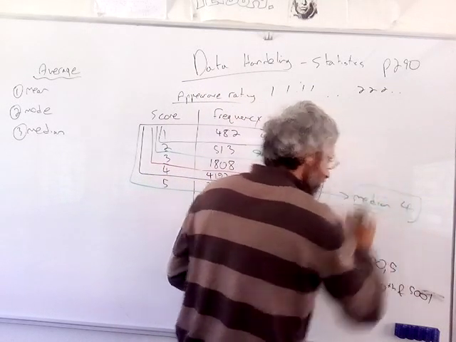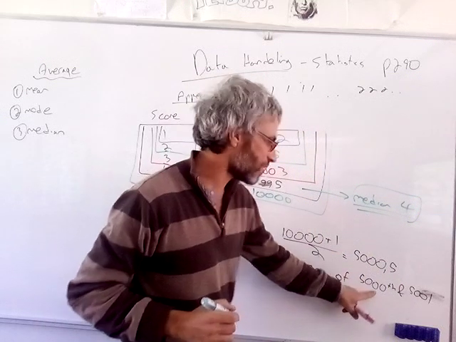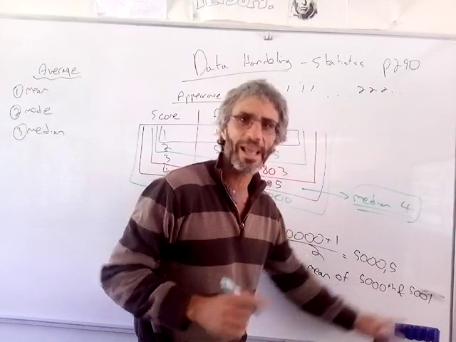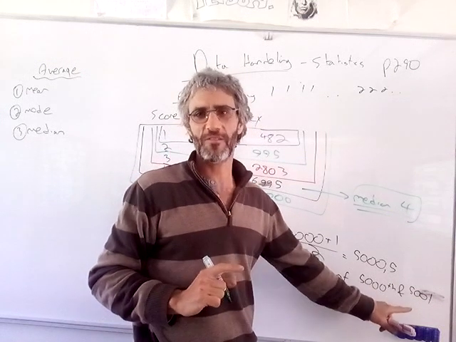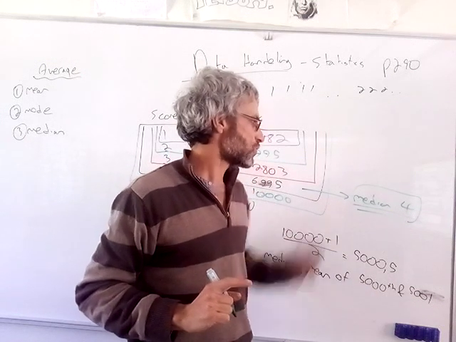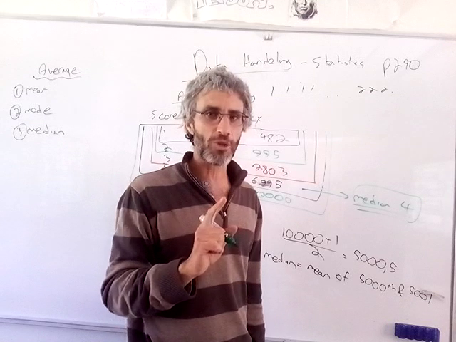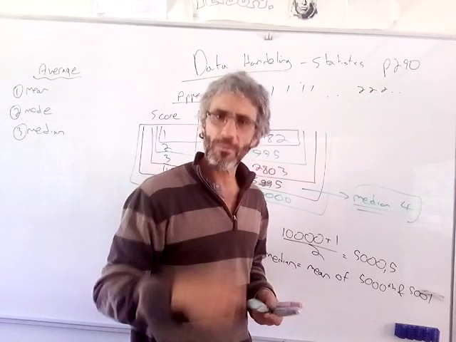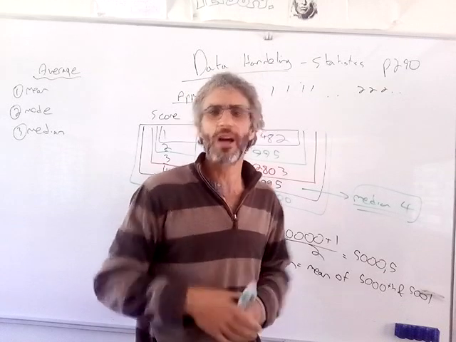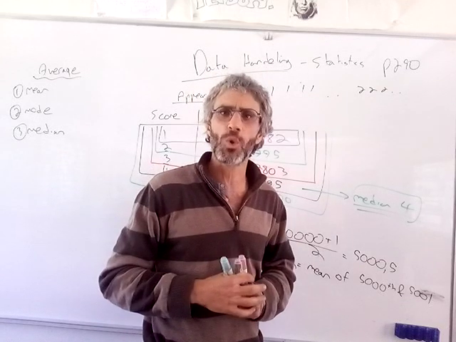The median is not 5,000. It's not 5,001. It's the score that the 5,000 and 5,001 gave. Okay? So the median is 4. I know it's a little bit tricky. Okay? If you're not happy or if you're not sure about that, please let me know on the WhatsApp and I can send another, I'll probably just do another example of another question.